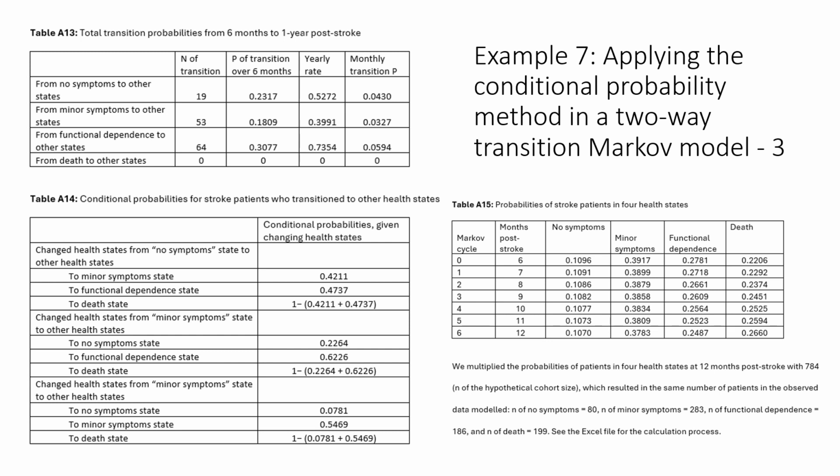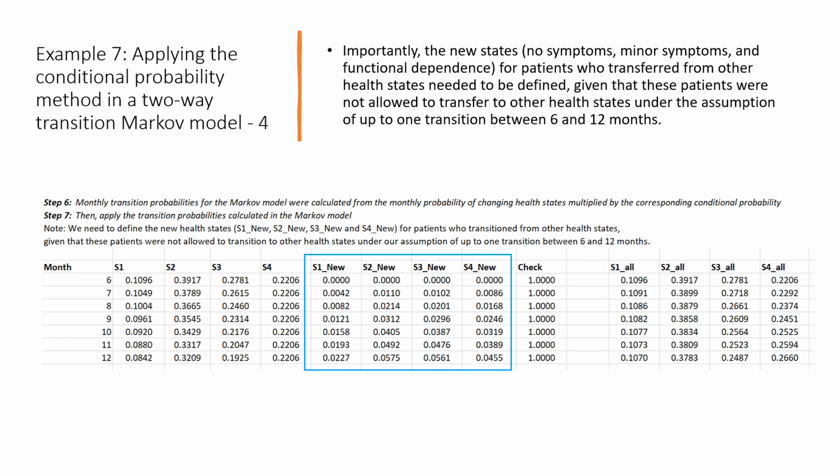We have illustrated the calculation process in Microsoft Excel. It should be noted that we needed to define the new states: no symptoms, minor symptoms, and functional dependence, for patients who were transferred from other health states, given that these patients were not allowed to transfer to other health states under our assumption of up to 1 transition between 6 and 12 months.